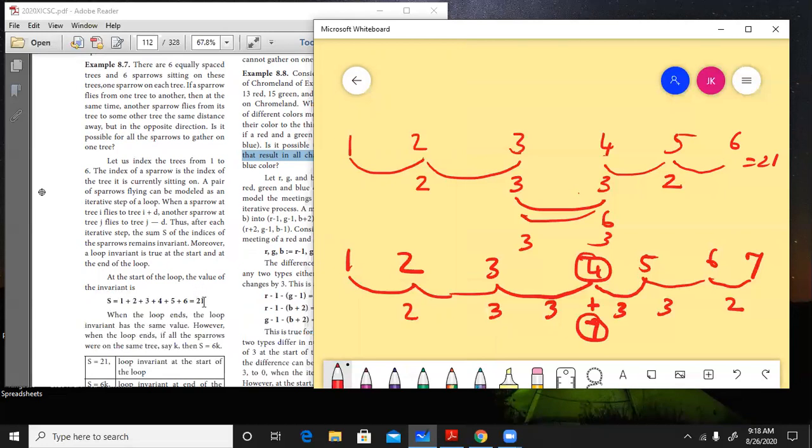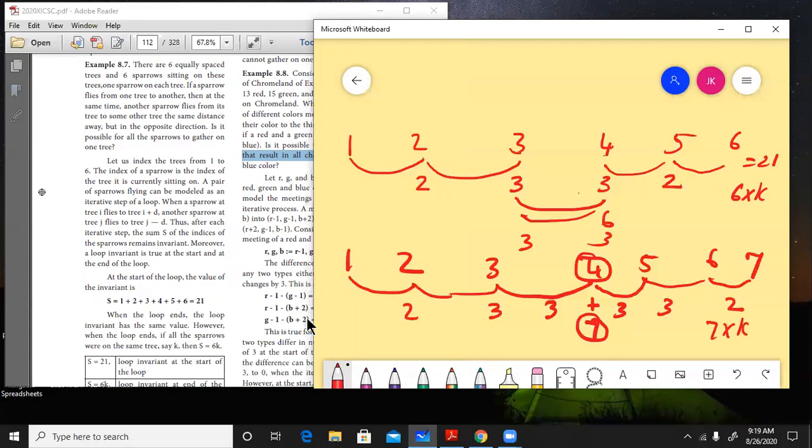However, when the loop ends, if all the sparrows were on the same tree, say at position k, then S is equal to 6 into k. Okay? If it is 6 sparrows, it is 6 into k. If it is 7 sparrows, it is 7 into k. Can you understand? 6 means 6 into k, and 7 means 7 into k.